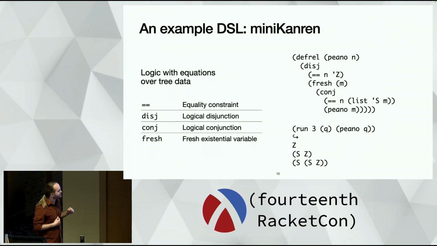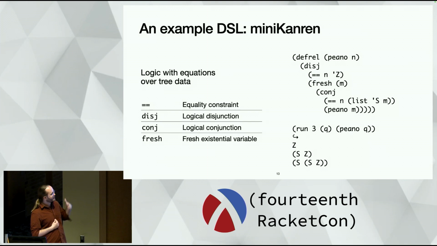So the program on the right is a predicate that holds true when its argument is something that looks like a Peano numeral but expressed as a list structure. So we can see when we query that with run on the bottom that the first three things that look like lists representing Peano numerals are z, s of z, and s of s of z.